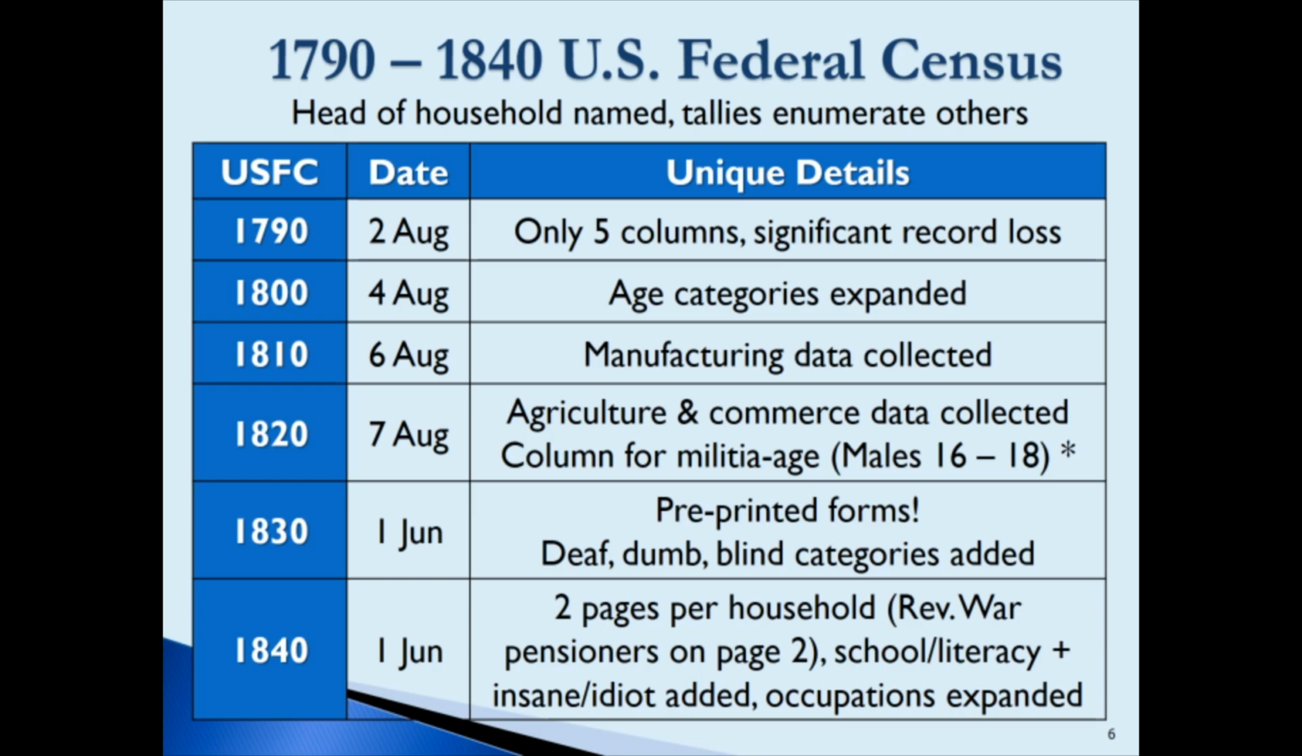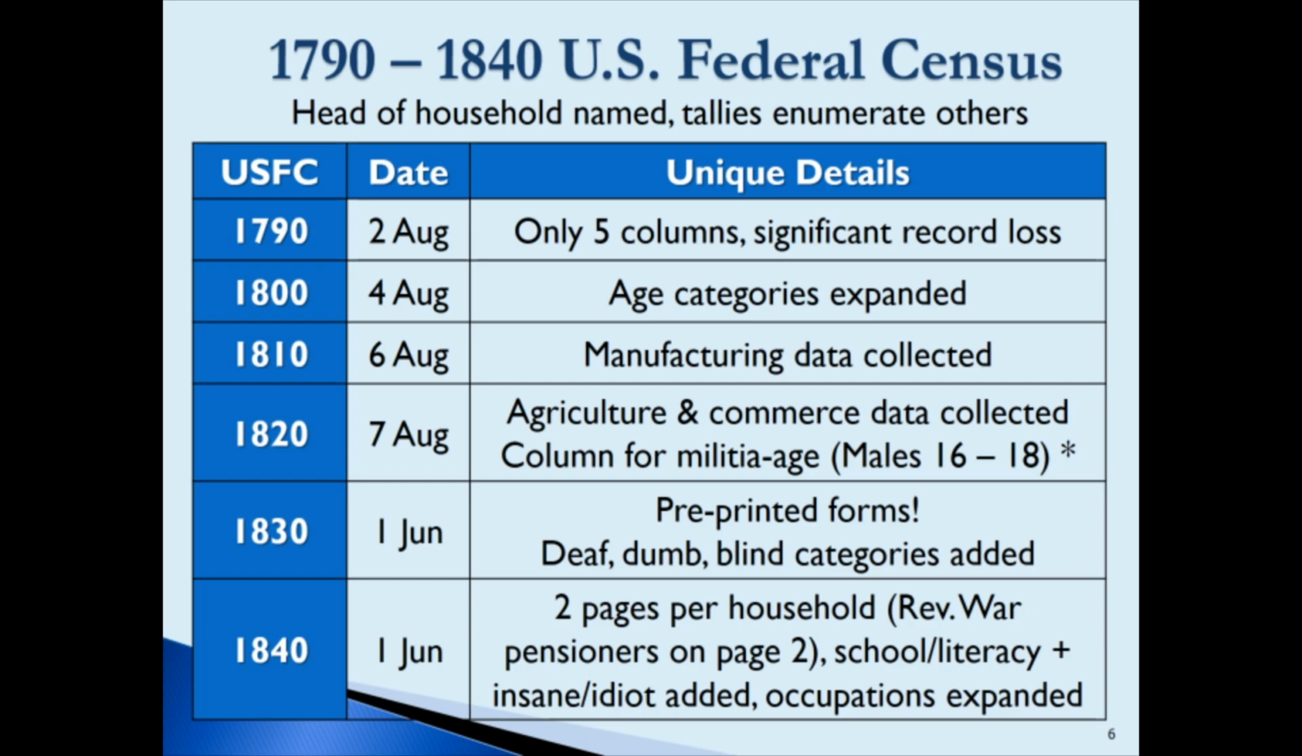Let's look at the various census records. Shown on this table are the first 6 federal censuses. These first censuses only recorded the names of the heads of households, adding tally marks to enumerate the others in the household. The date column shows the enumeration date, or the "snapshot date." Enumerators were to collect all information as of that date. There are unique details for each of the early censuses.